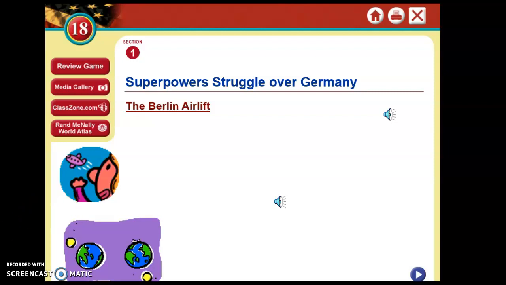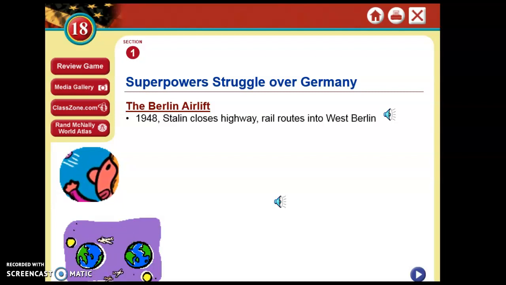So Stalin saw this as an opportunity. He saw it as a loophole. If he moved quickly, he might be able to take over the part of Berlin that was held by the 3 Western powers. So in June of 1948, Stalin closed all highways and railway routes into West Berlin.